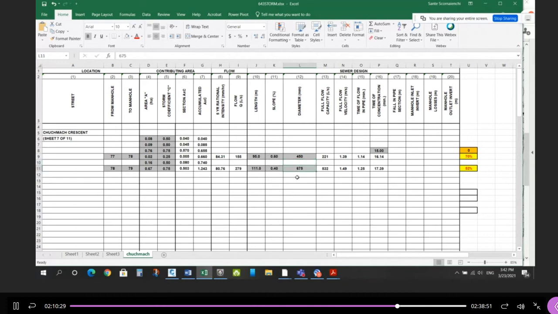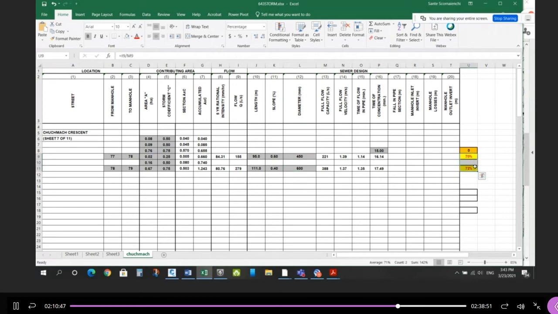And then the next one could have been the same or bigger. Let's try a 450, too small. The next one would have been a 525. That's tight. How about a 600? Yeah. So instead of a 525 and a 675, I could have saved one pipe size and then captured this flow with plenty of capacity.